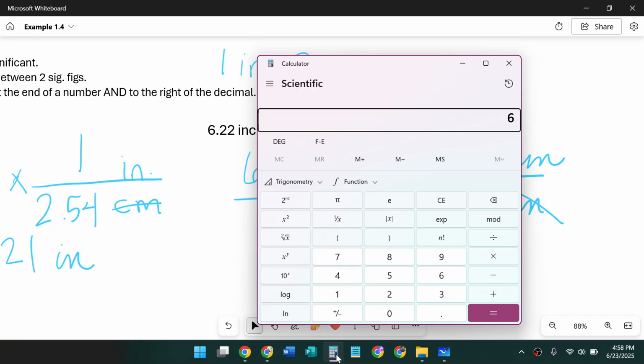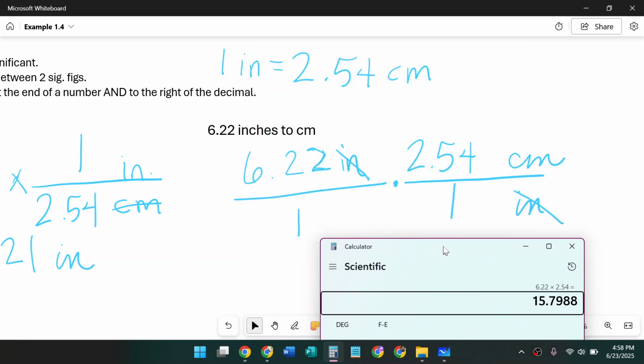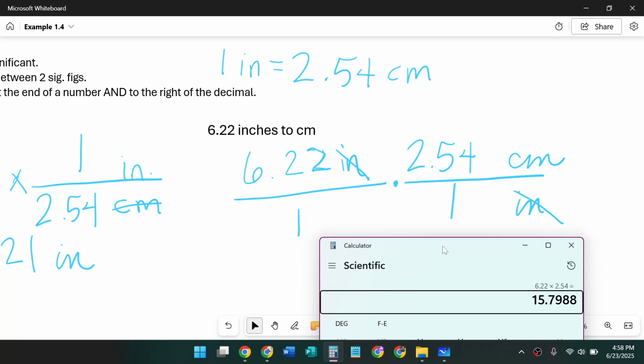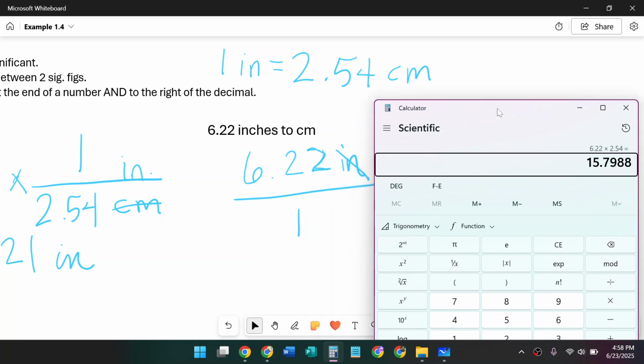So 6.22 times 2.54, and we get 15.7988. Now we know that we probably don't need all those digits. That's probably more precise than is accurate. We're multiplying, so we know we just count the number of significant figures. Again, our conversion factor does not count. I'm not even going to cover it up with the calculator. The only number that counts is the number that's a measured number, 6.22. That has 3 significant figures, so we only need 3 significant figures in our answer.